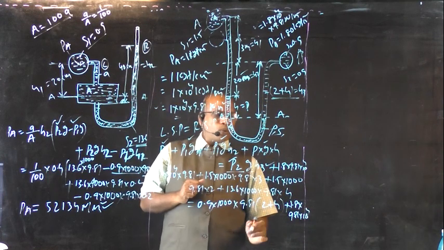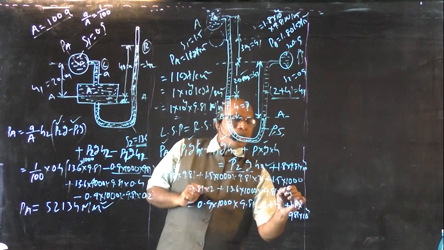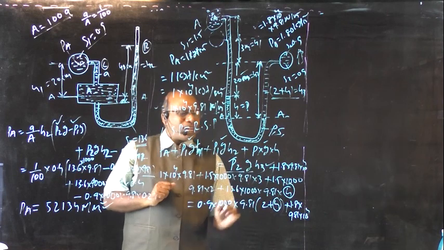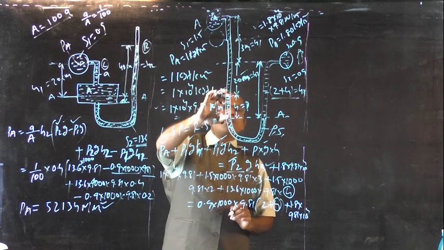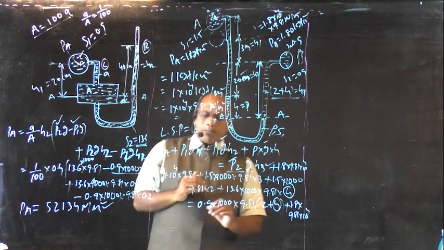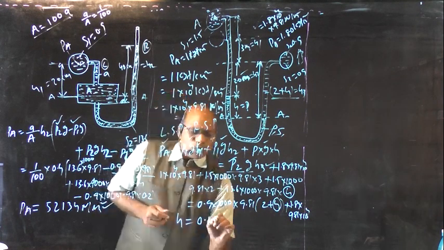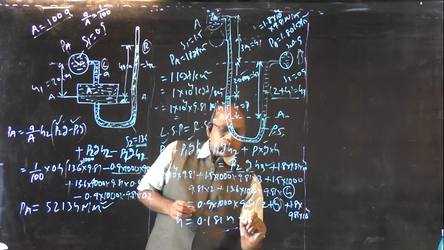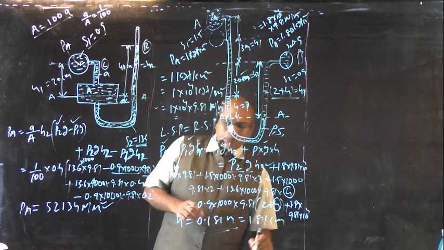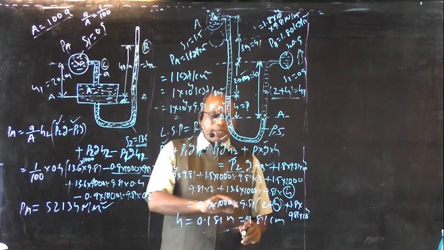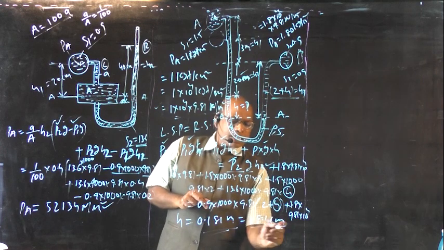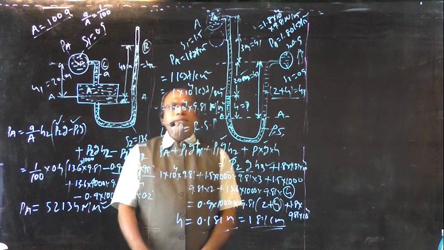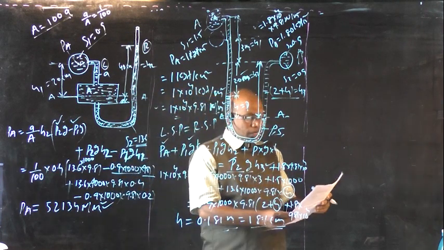Therefore all heads known to us, only unknown is H. From this equation we are going to determine the unknown parameter H, that is the mercury level difference between the left limb and right limb, that is H is equal to 181 meters. That should be mentioned in centimeters, that is equal to 18.1 centimeters. H is equal to 0.181 meters or 18.1 centimeters. This is the mercury level difference between two limbs. Right? Now we are going to solve one more problem, and last problem.